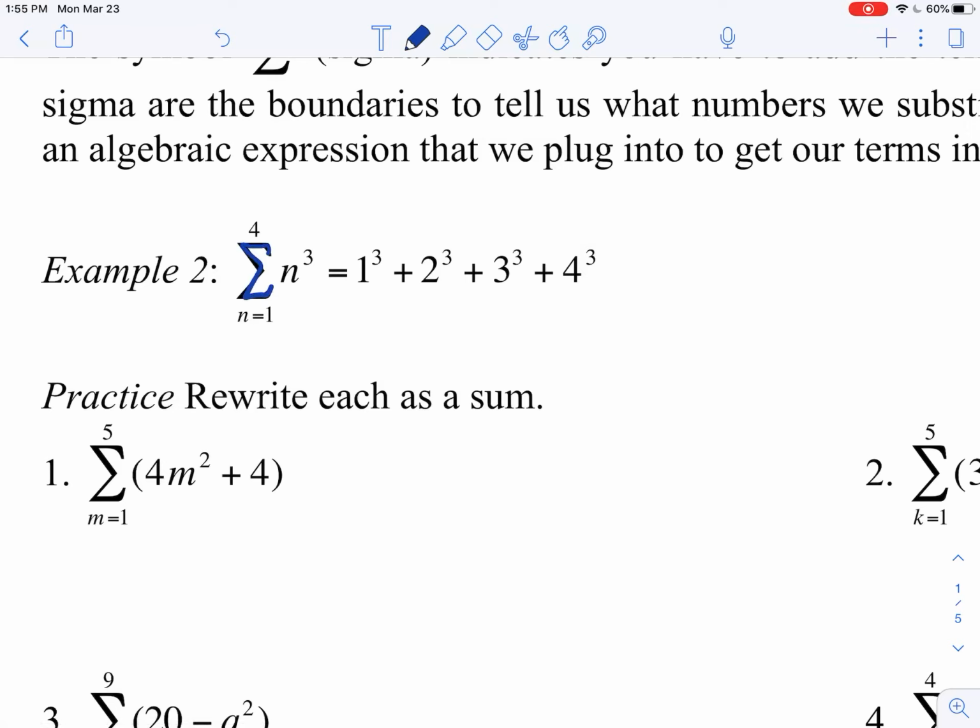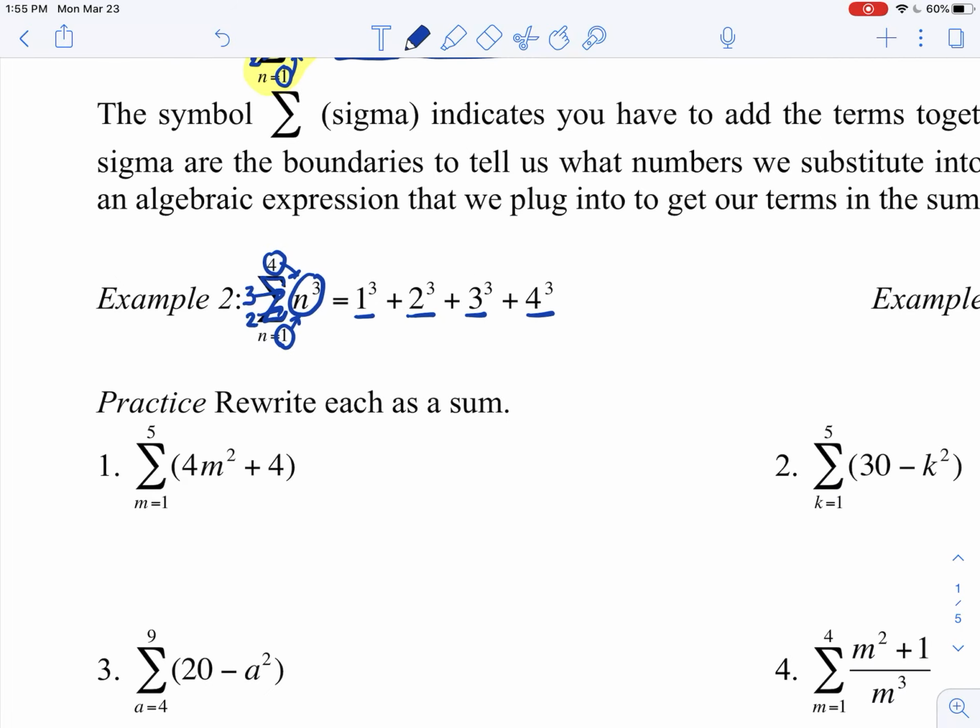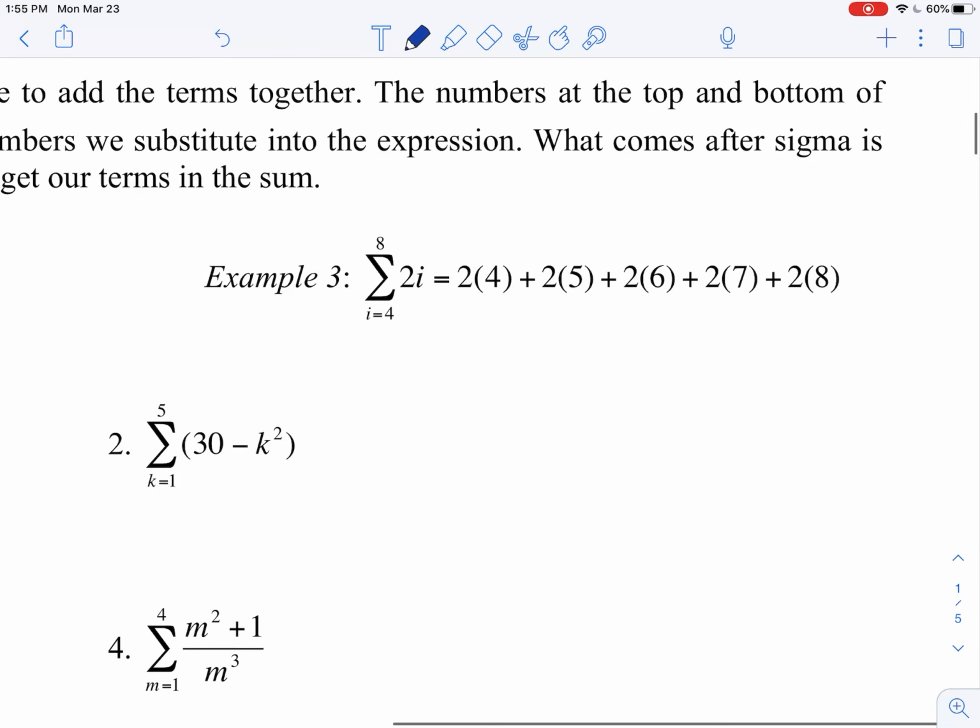So if you take a look at example number 2, once again, I'm dealing with this sigma notation that's telling me to add terms together. This is the pattern that I'm plugging numbers into. You always start with the number on the bottom of your sigma, and you use every single integer all the way up until you get to the top, and you plug those all into that formula n cubed. So that's where I get 1 cubed, 2 cubed, 3 cubed, 4 cubed. And that's the sum of my numbers. You're just representing it as a sum.